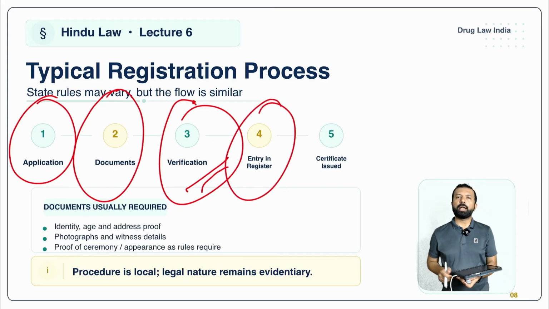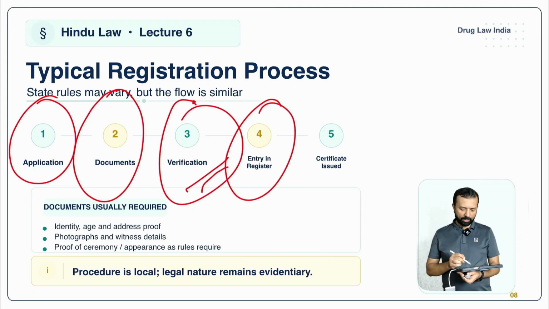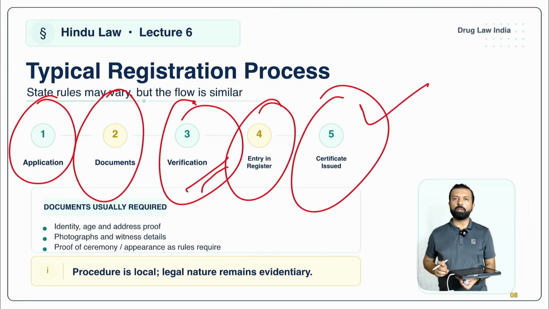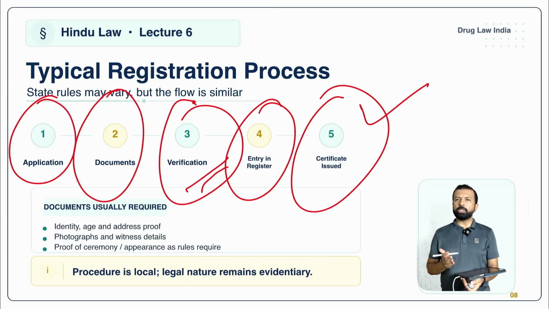If the authority is satisfied with the marriage particulars, they will enter the name into the Hindu marriage register. The fifth and the last step is issuance of certificate. A certified extract or marriage certificate is given on payment of the prescribed fee, which will vary from state to state. So the process is practical and very administrative in nature. Now let's move on to the next slide.